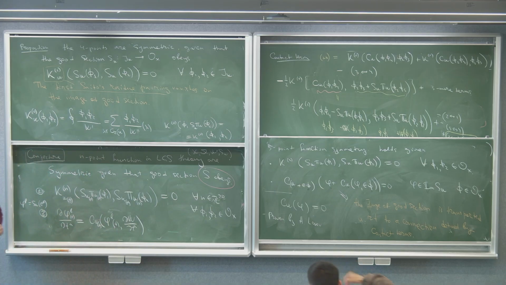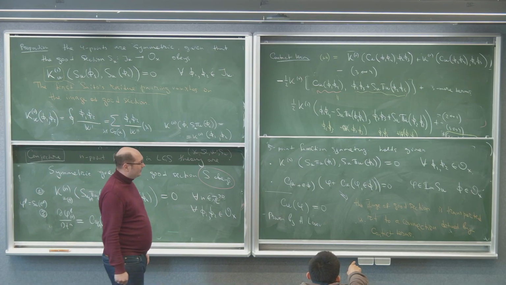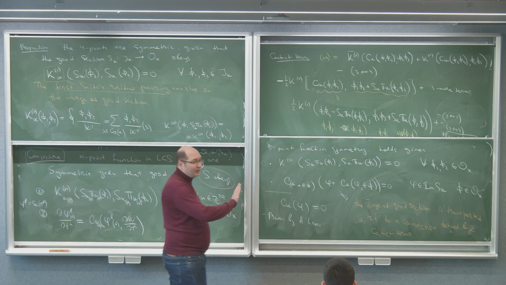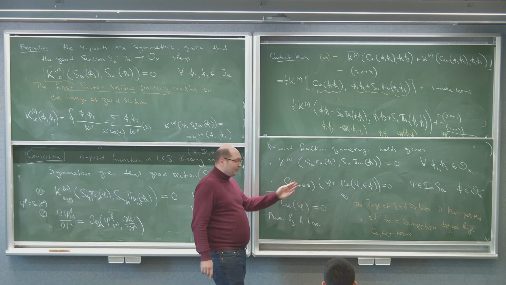Okay. Excuse me, explain a little bit. What do you mean by a connection here? So connection means that it gives you a way to identify vector spaces that are images of a good section at different values of this parameter epsilon.